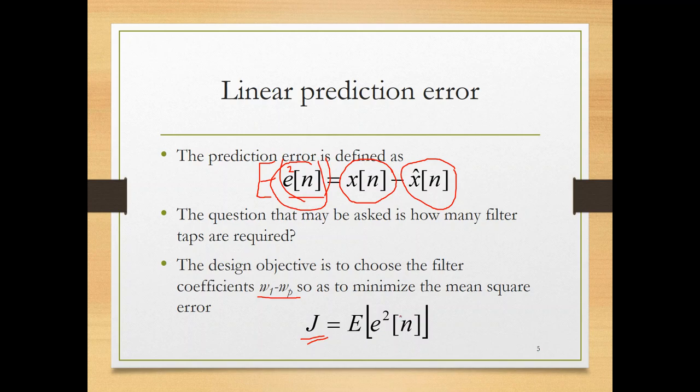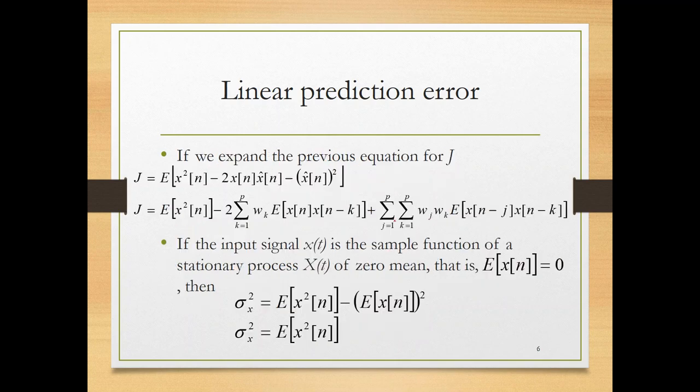Concentrate with me now. Instead of e of n, substitute its value here. The goal is to find the coefficients, W1 to WP. Do you see the coefficients here in e? You don't see them. How can we reach these coefficients and obtain them in such a way that you get minimal error? You come here, you substitute instead of e of n its value, x of n minus x hat of n. So it becomes the expectation of x of n minus x hat of n, everything squared. So you have two terms, and you need to multiply them with each other. What do you get? When you multiply them with each other, you get this term.